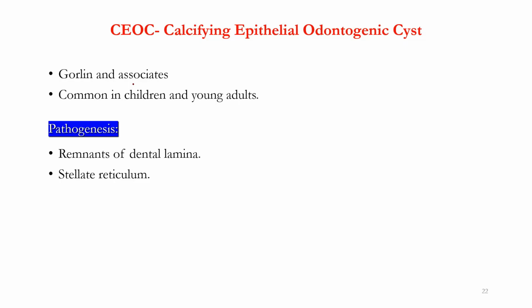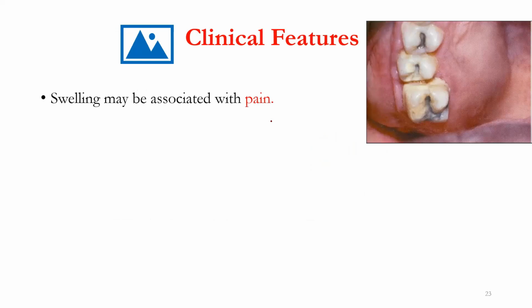Stellate reticulum, which was the star-shaped network of cells which we see in the enamel organ during tooth development. Reduced enamel epithelium. So once the tooth formation is complete, the swelling can be associated with pain, and it is usually central or peripheral. Central meaning it is present within the bone, and peripheral means it arises from the soft tissue. That's the difference between central and peripheral.